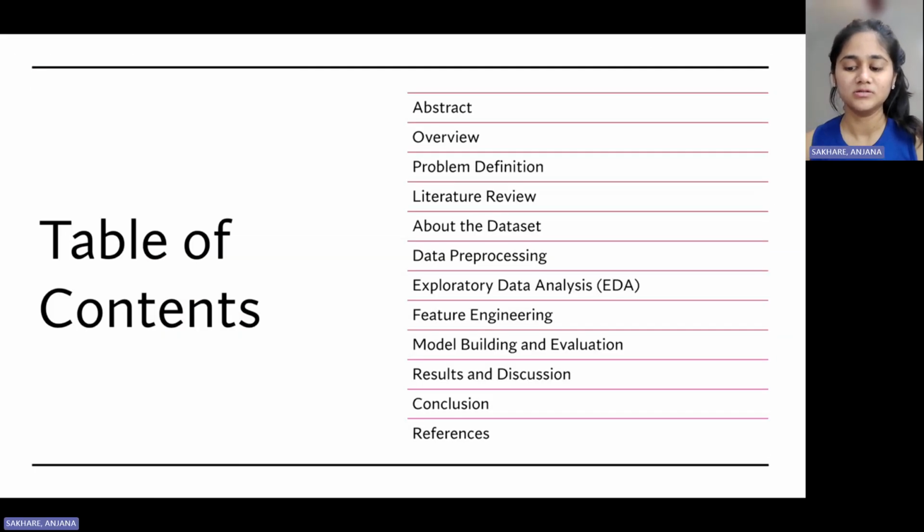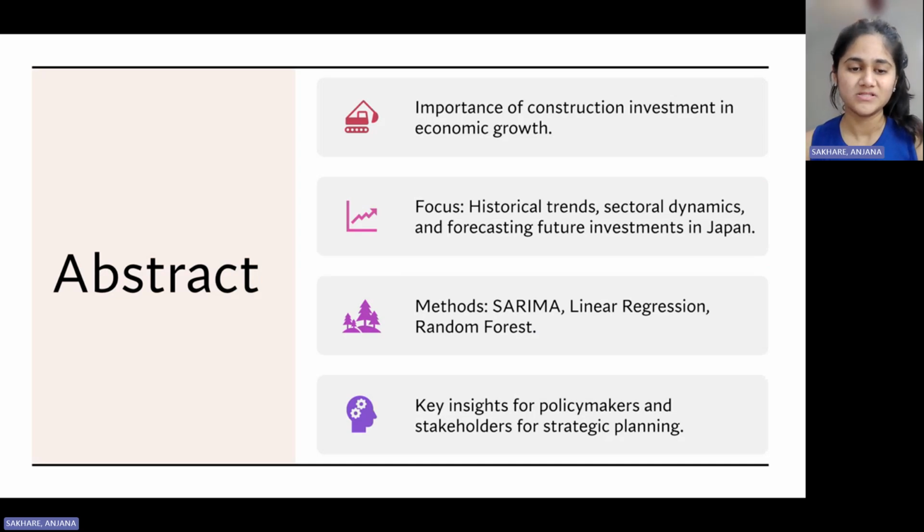So, firstly, I would start with the abstract. The study of analyzing and forecasting trends in Japan construction investments is introduced in this abstract. This project aims to research past patterns, analyze the sector contributions, and make very accurate forecasts about the future investment tendencies. This is usually done with machine learning, random forest models incorporated with statistical models like the SARIMA. This study bridges the gap in conventional trend analysis and implements modern techniques.